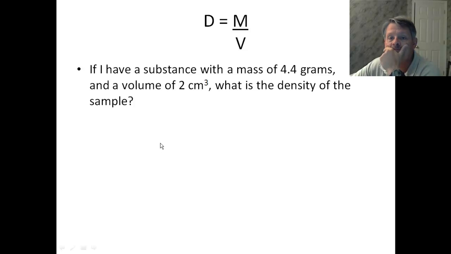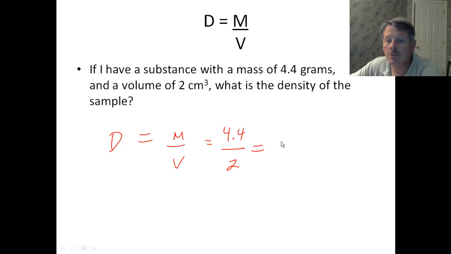Okay. If I have a substance with a mass of 4.4 grams and a volume of 2 cubic centimeters, what's the density? Go ahead and pause the video. Give it a shot. See if you can do it. All right, my density is mass over volume. This is very straightforward. My mass is 4.4. My volume is 2, so my answer is going to be 2.2 grams per cubic centimeter.